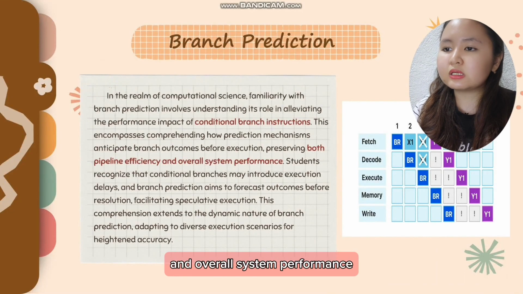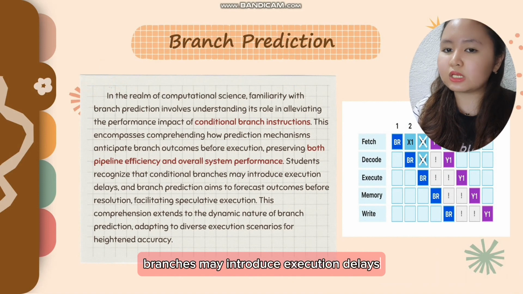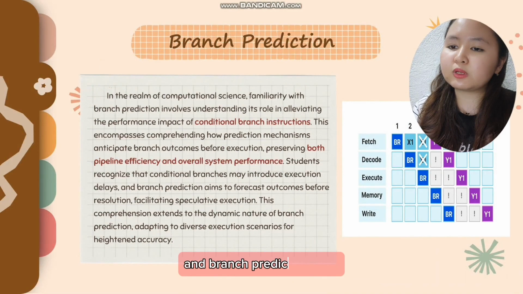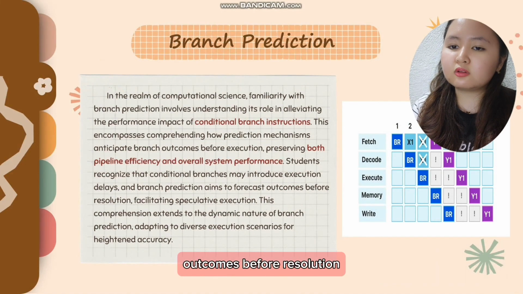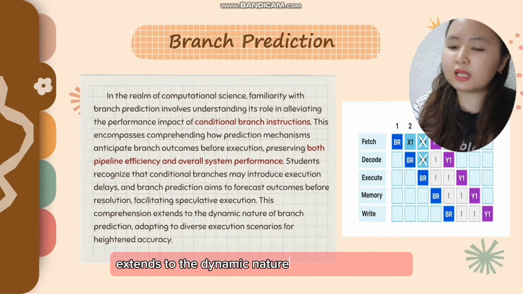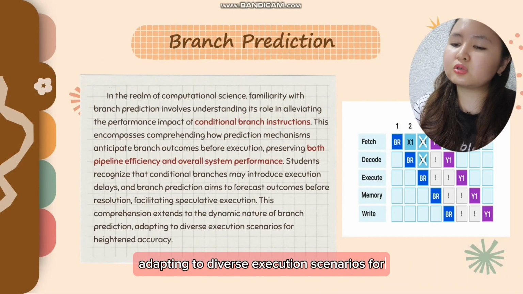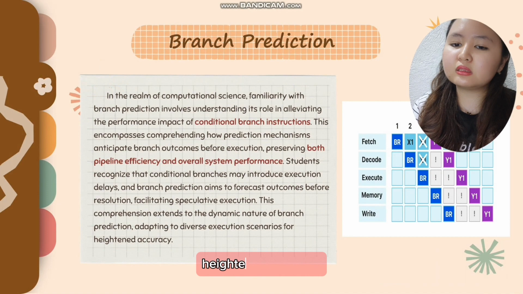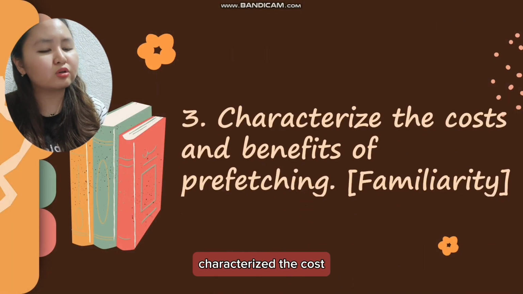system performance. Students recognize that conditional branches may introduce execution delays, and branch prediction aims to forecast outcomes before resolution, facilitating speculative execution. This comprehension extends to the dynamic nature of branch prediction, adapting to diverse execution scenarios for heightened accuracy. The third one is characterize the costs and benefits of prefetching.